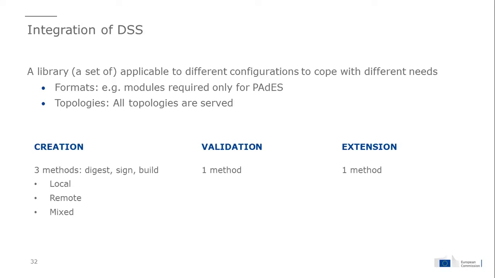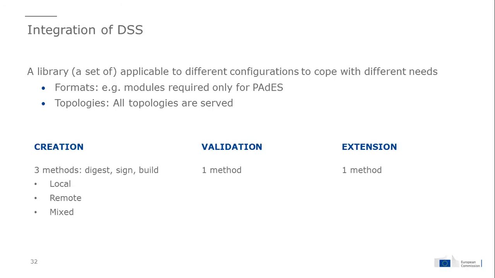Regarding topologies, as I said, all topologies are compliant with DSS. And actually, to give you just a few more words on that, there are three basic features of DSS: creation, validation, extension of signatures. For validation and extension, there is just one method, but for the creation, there are three different methods, at least from a logical point of view.